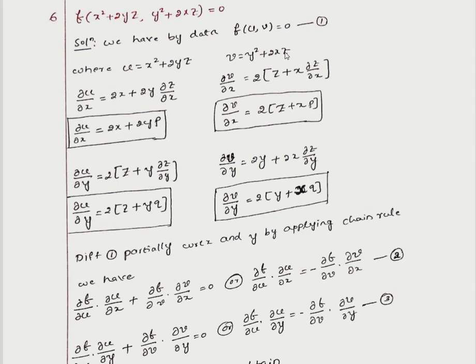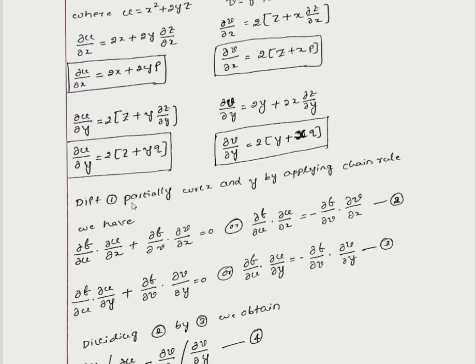Here, what is the derivative of z with respect to y? ∂z/∂y. Therefore, that is equal to 2 into, here 2 is the common term, take it outside, y plus x into ∂z/∂y, that is q.